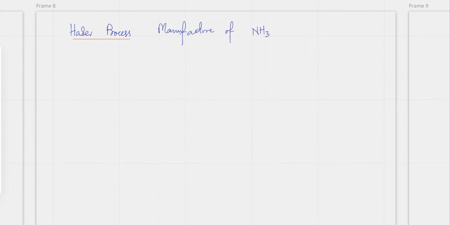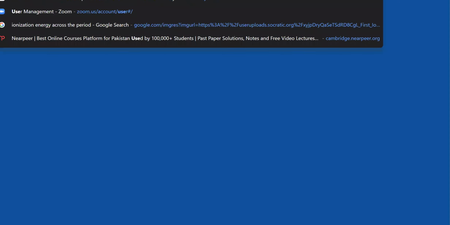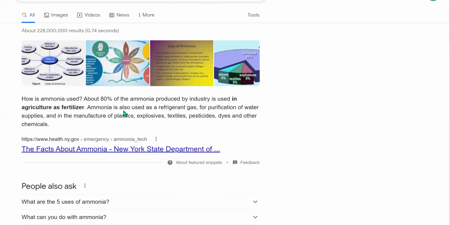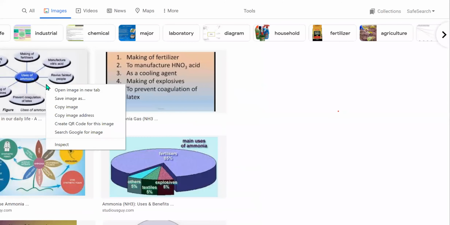Now ammonia is a pretty important chemical industrially. You use it for explosives. You use it for nitric acid formation. You use it for fertilizer. That's the number one thing. So I'll just find other uses. You just need to know two uses. That's it.